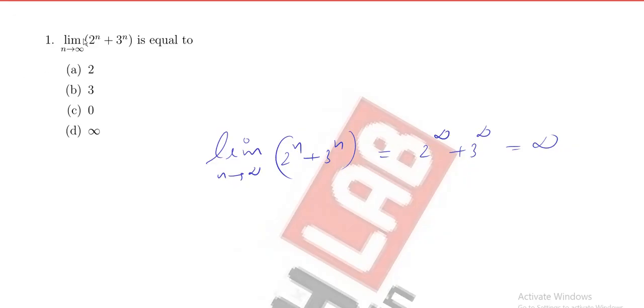And this question is simple. Limit n tends to infinity 2 to the power n plus 3 to the power n. So as n tends to infinity, it becomes 2 to the power infinity, and this one is 3 to the power infinity. Both are infinity, so sum is again infinity. So the answer is D.